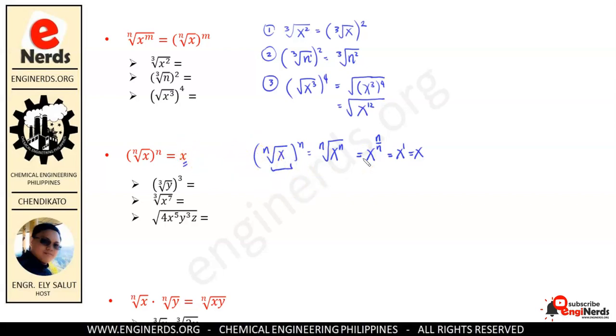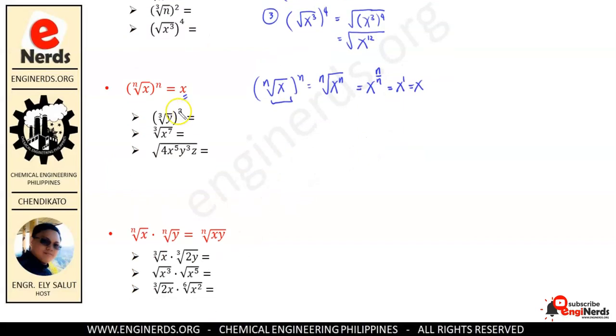Okay, so let us now solve problem. We have here number 1, cube root of y raised to the 3 is equal to y. Because this will just be like being cancelled out, no? And now in problem number 2, we have here cube root of x to the 7th.